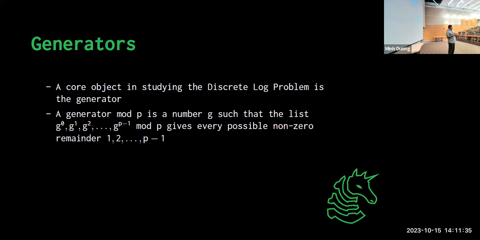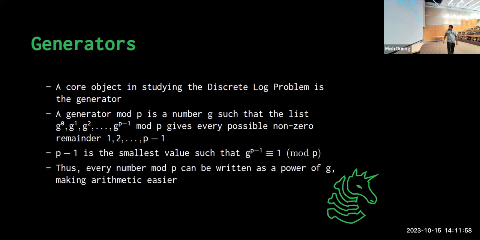And for now, all you need to really think about for generators is that they are able to represent every possible non-zero remainder, 1 up to p minus 1, via their powers. So g to the 0 will correspond to one value in this set, g to the 1 will correspond to another, up to g to the p minus 1. And all powers of g will essentially convert into that set.